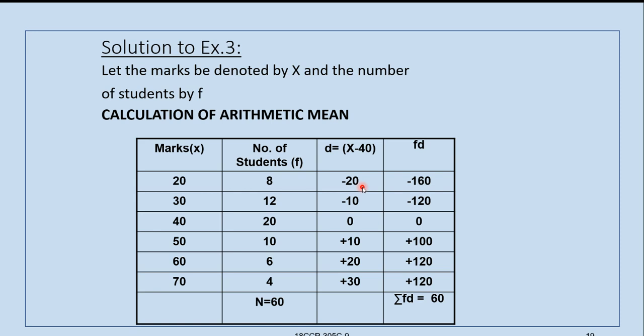So we will take the frequency into deviations. Frequency is in the second column and deviations are in the third column. We will put the product of both of these in the fourth column. That is minus 160, that is 80 into 120, 12 into 10, 20 into 0, 10 into 10, 6 into 20, 4 into 30.